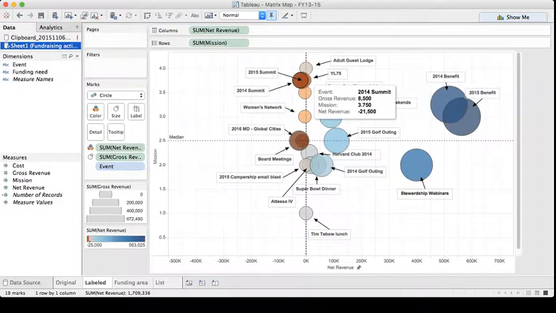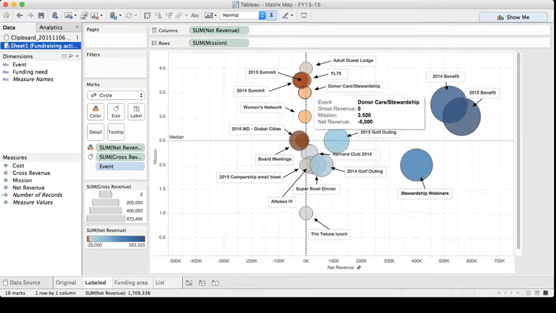But it does cost us money, and so it doesn't really make us any money. So it's net revenue. It's negative net revenue. So that's why it's on the left side of the y-axis. However, it's got a lot of mission impact.